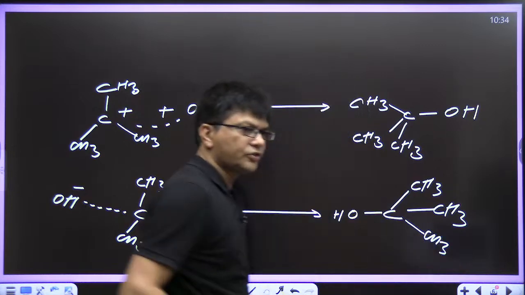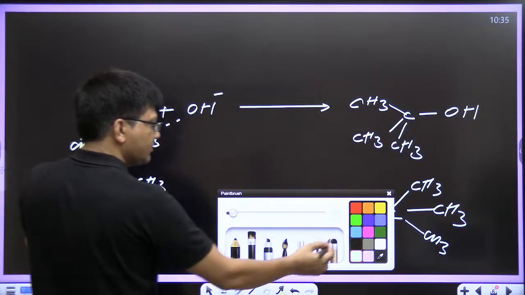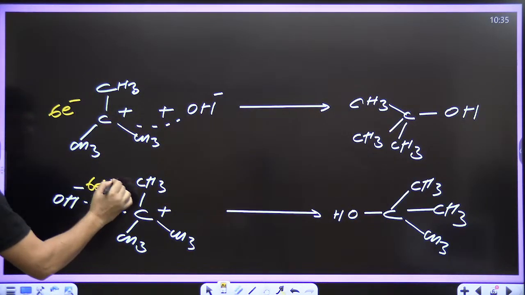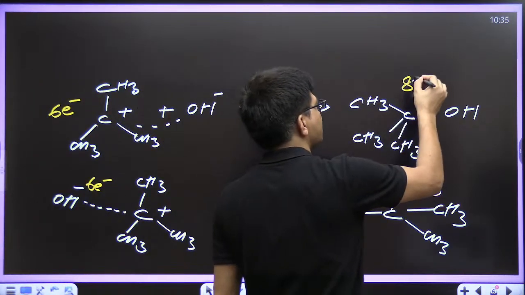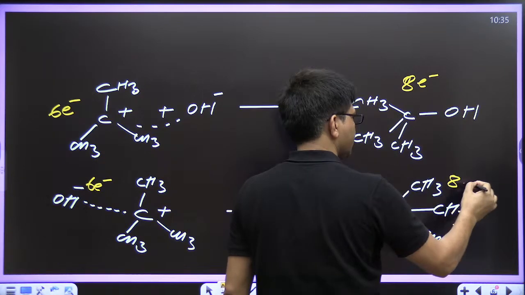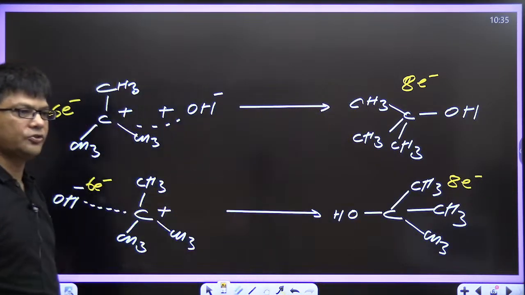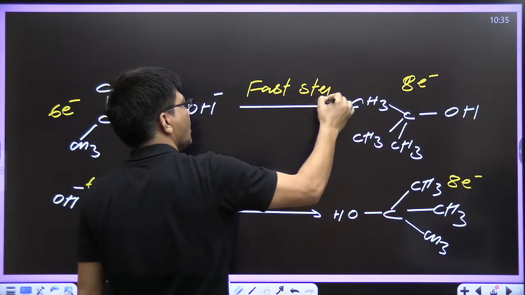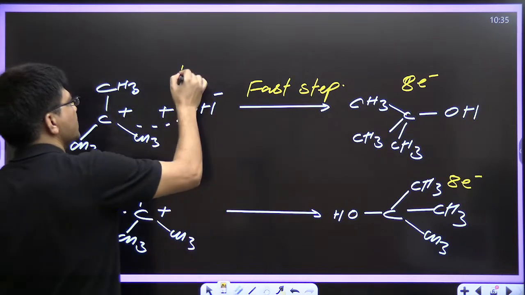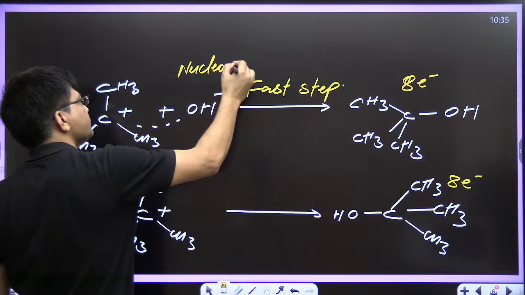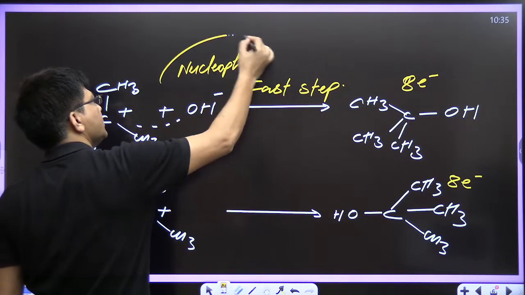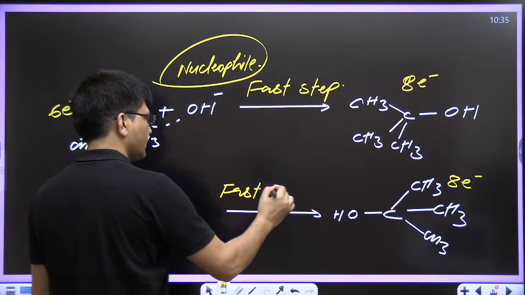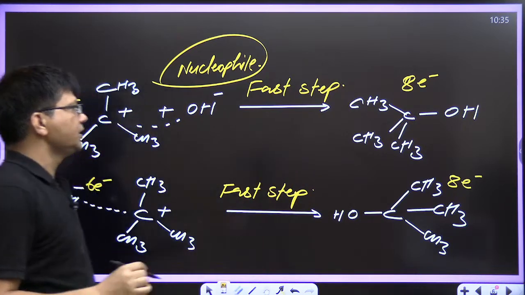Now, kids, just try to understand. This carbon is having only 6 electrons in the outermost shell. And this carbon is having 8 electrons. What do you think? Which is more stable? The product is more stable. So this step is a fast step. The nucleophile is involved in the fast step. The nucleophile was not having any role in the slowest step, which was the rate determining step. It is attacking in the fast step, that's why it was not involved in the rate determining step.